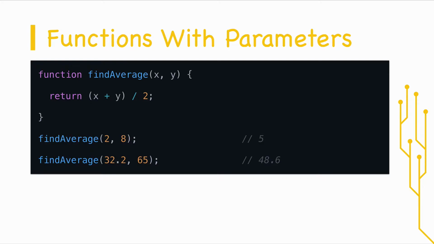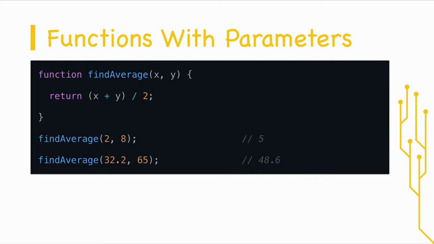So now, as we know, 32.2 plus 65 equals 97.2. And 97.2 divided by 2 equals 48.6. And that is the exact value that is returned when this function is called. As you can see on the right hand side, the value returned is 48.6, which is the average of these two numbers. So this function works.